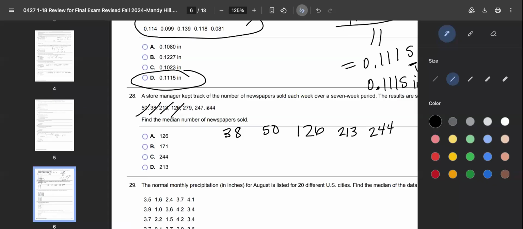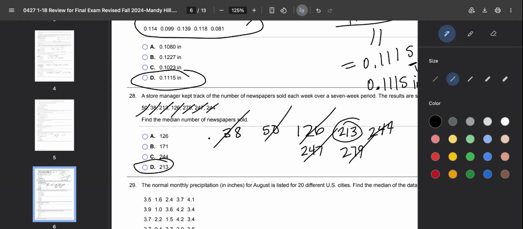So the median means you're finding the number in the middle. Then we have 247, and we have 279. Okay, so I'm going to start marking them off, one in the front, one in the back, until I get to the number in the middle. So I've got 3 on each side. There were 7 numbers, so it looks to me like 213 is in the middle. So that's the median. If there had been 2 numbers in the middle, then I would have added those 2 numbers together and divided by 2.